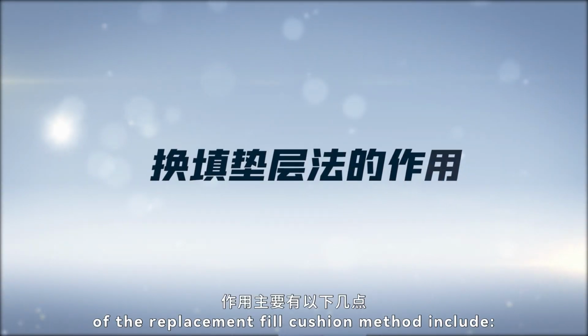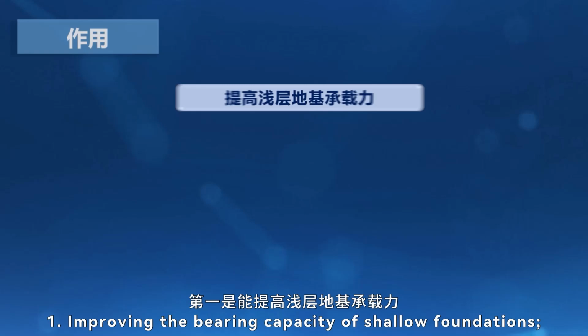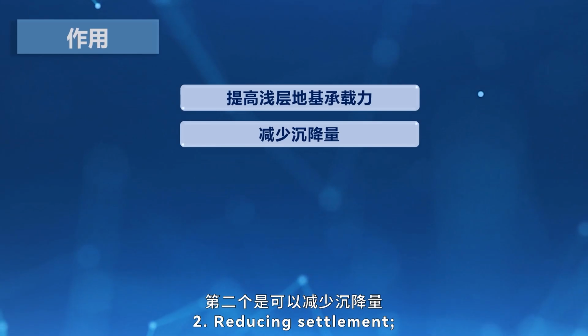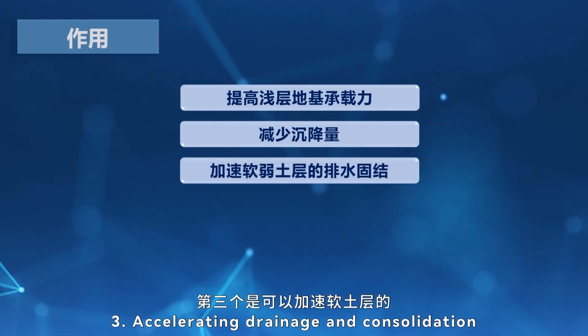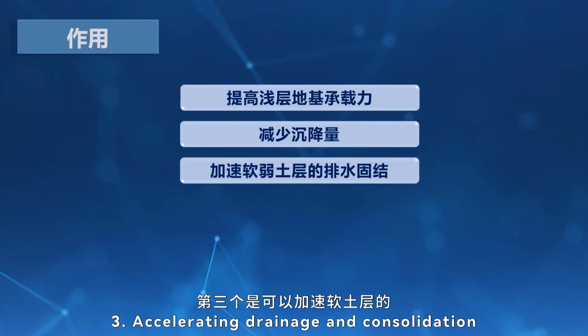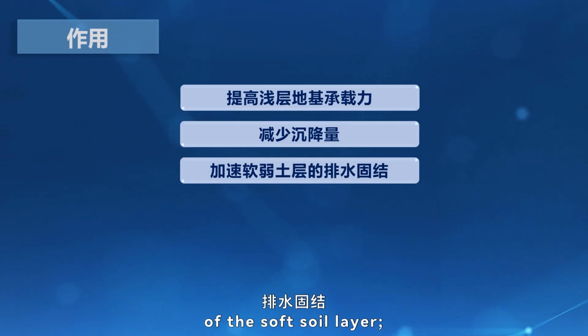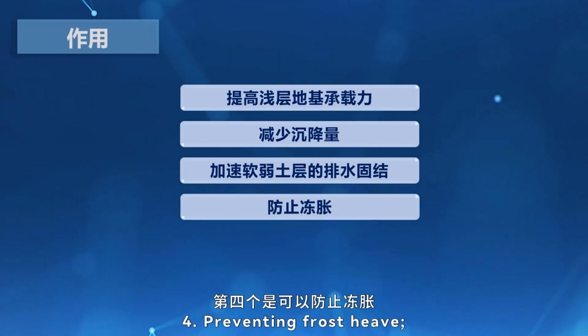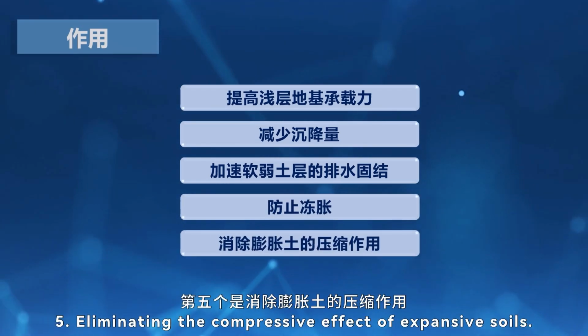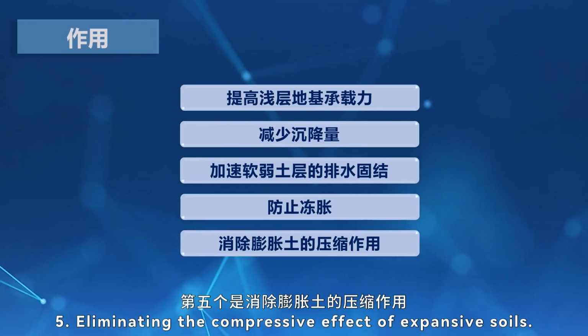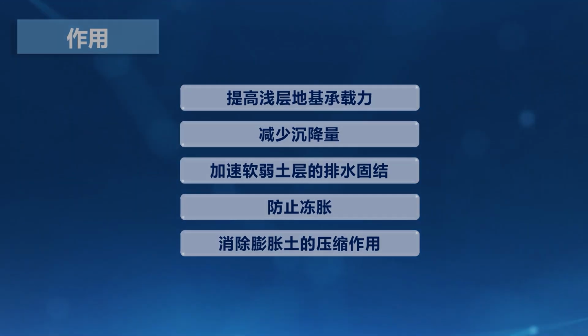The functions of the replacement fill cushion method include: 1. Improving the bearing capacity of shallow foundations. 2. Reducing settlement. 3. Accelerating drainage and consolidation of the soft soil layer. 4. Preventing frost heave. 5. Eliminating the compressive effect of expansive soils.